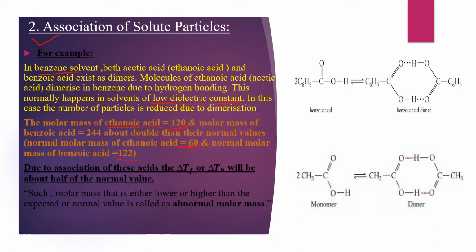The association case can be shown by this diagram also. As we are talking about benzoic acid, initially we have 2 moles of benzoic acid, and these 2 moles get associated in the solution and form a single, bigger 1 mole of benzoic acid dimer. Its molar mass is much higher. Similarly for ethanoic acid, as we take 2 moles of ethanoic acid and they get dissolved in the solvent, it forms a dimer here.